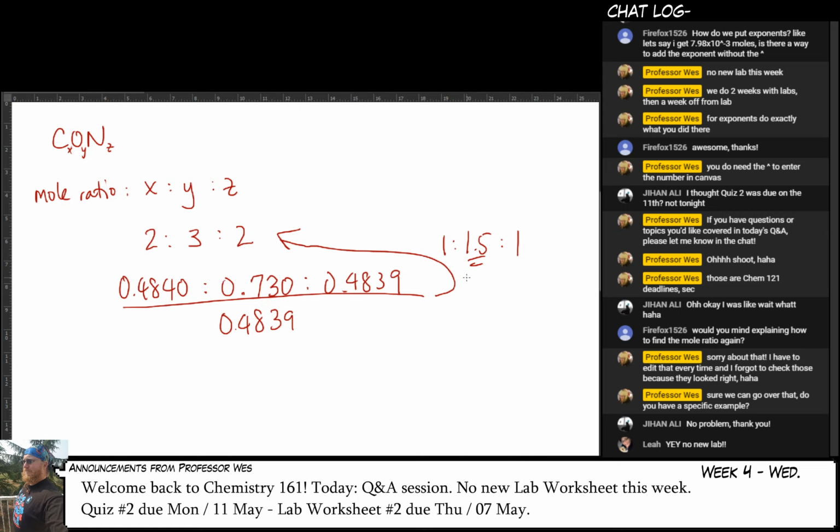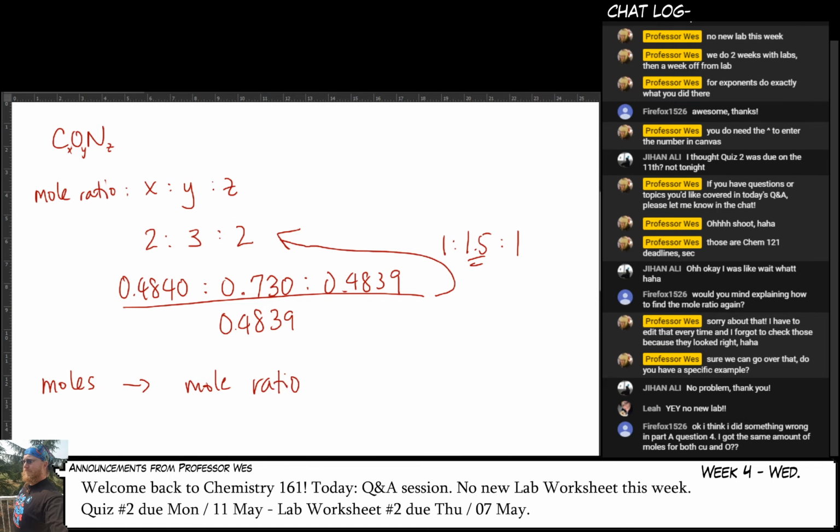So that's sort of a generic version of what a mole ratio would be. So if you know the number of moles something has, then you can put the mole ratio together by just making it like a pseudo formula.